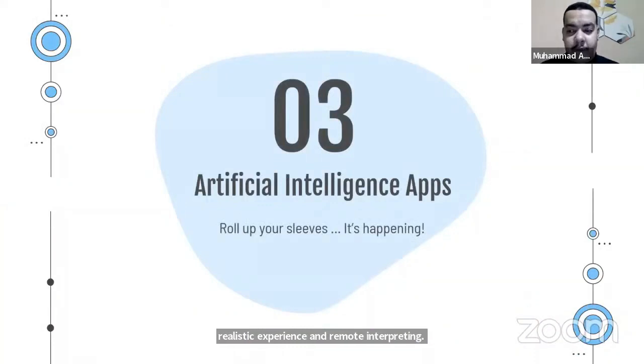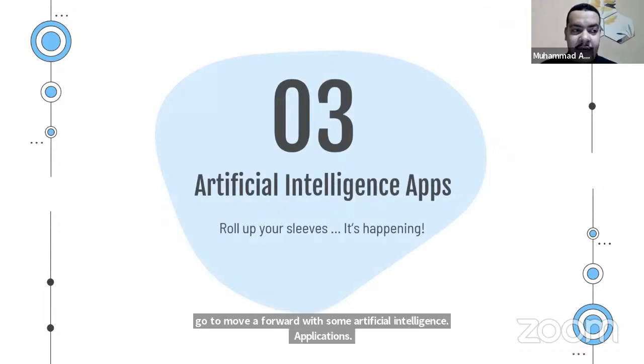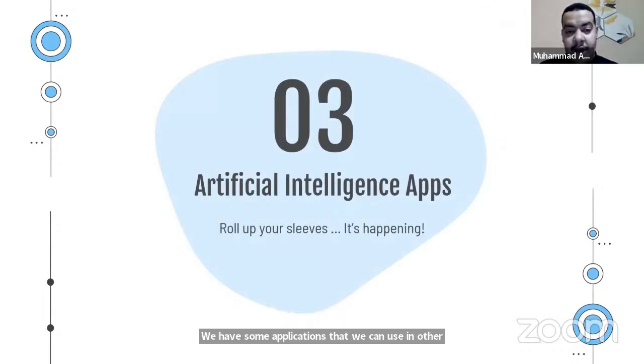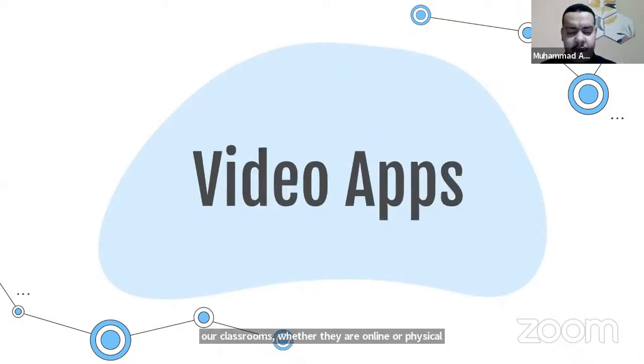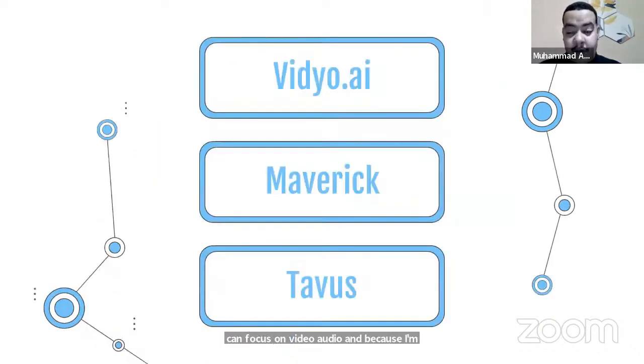Now we're going to move forward with some artificial intelligence applications. We have some applications that we can use in order to make our process much easier, a much better and more productive process. So take care of this, because we're going to roll up our sleeves. It's already happening. So we have some resources that we can use as teachers in our classrooms, whether they are online or physical. These are mainly because we deal with interpretation. We can focus on video, audio, and because I'm a translator or a teacher of translation, we can also refer back to some text applications.